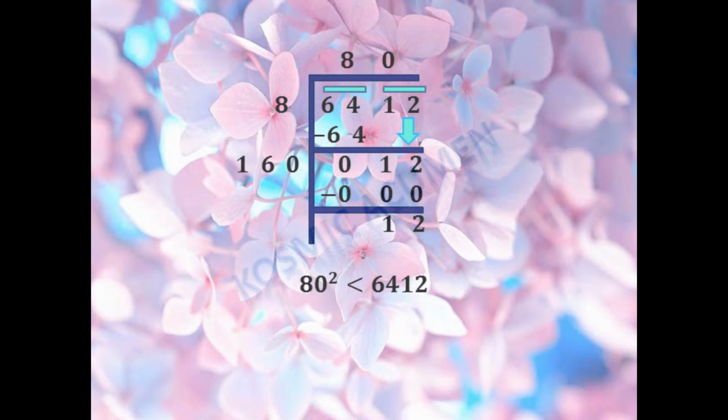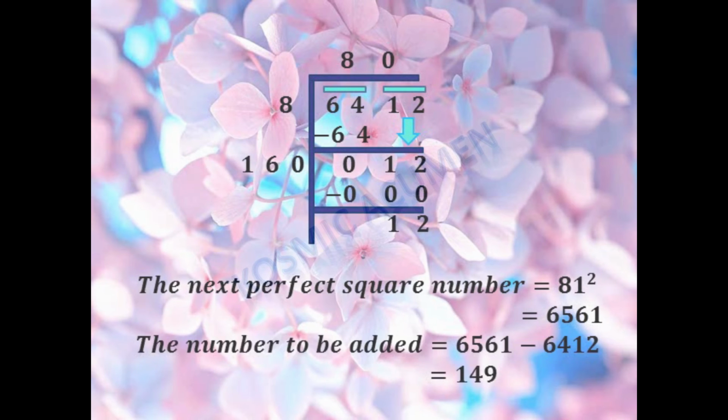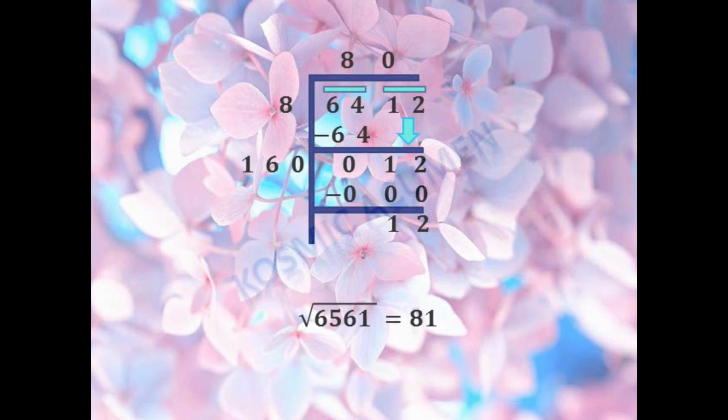So what I can say is that 80 square is not equal to 6412, but it is less than 6412. I'll have to find the next perfect square number, that is 81 square. So I have 81 square is equal to 6561. Now to find the number that needs to be added to 6412, I need to subtract 6412 from the next perfect square number, that is 81 square. So when I subtract, I get 149. I can simply say that 149 needs to be added to 6412 to make it a perfect square number. And the square root of the perfect square number will be 81.